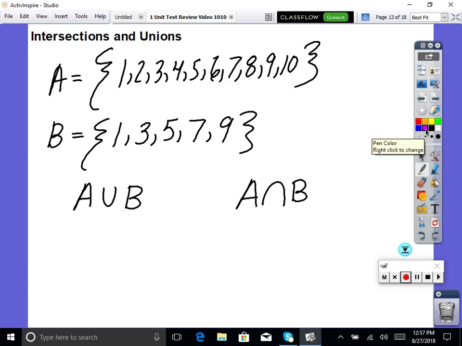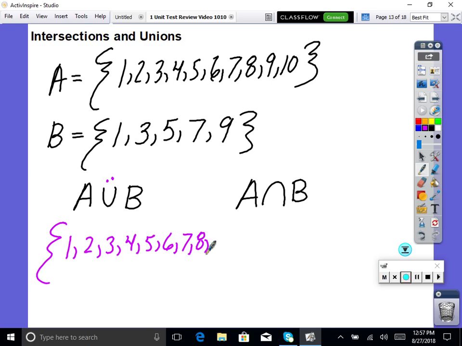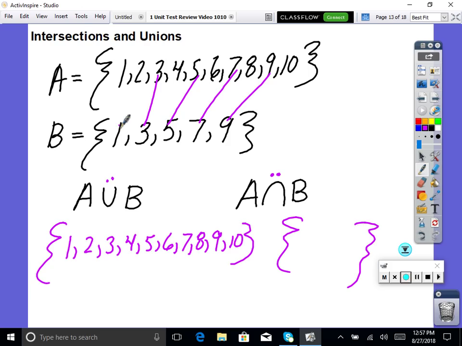Okay, find A union B. Smiley face means everybody gets to come. So in this we have numbers 1 through 10: 4, 5, 6, 7, 8, 9, 10. And then on this one we have odd numbers, which we have them all listed here. So we have everything in A union B. A intersect B, that's picky. It has to be where they intersect and only where they intersect: 1, 3, 5, 7, 9.